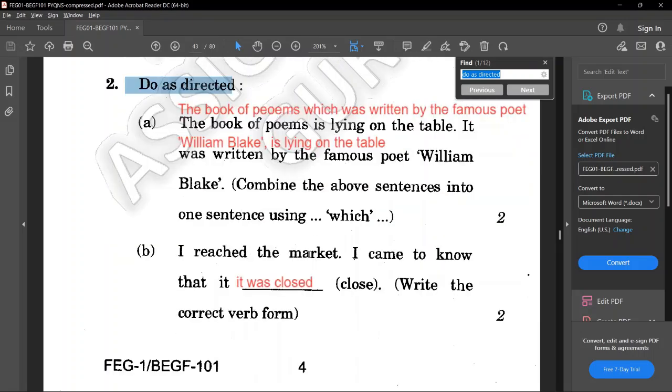Next, I reached the market. I came to know that it blank close. Write the correct verb form. So close will become it was closed.